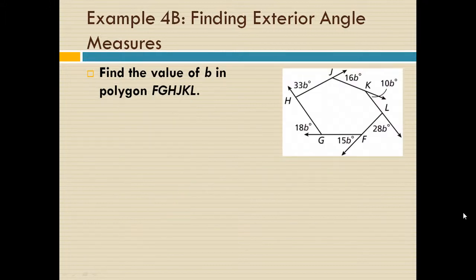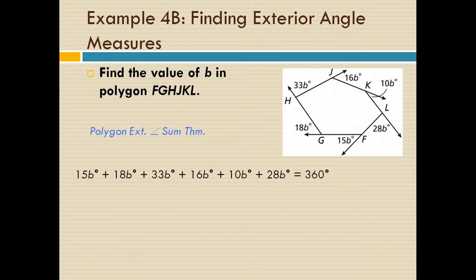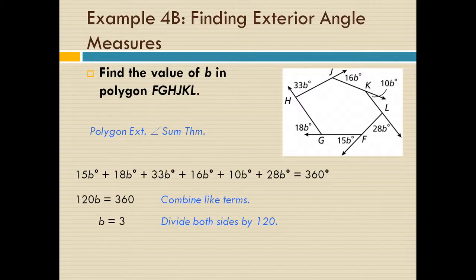Let's look at another example. We want to find the value of b in polygon FGHJKL. And if you note, b is found in each one of the angles. So using the exterior sum theorem, 15b plus 18b plus 33b plus 16b plus 10b plus 28b has to equal 360 degrees. We're going to combine like terms, and we get that 120b equals 360. If we divide both sides by 120, we get that b equals 3.